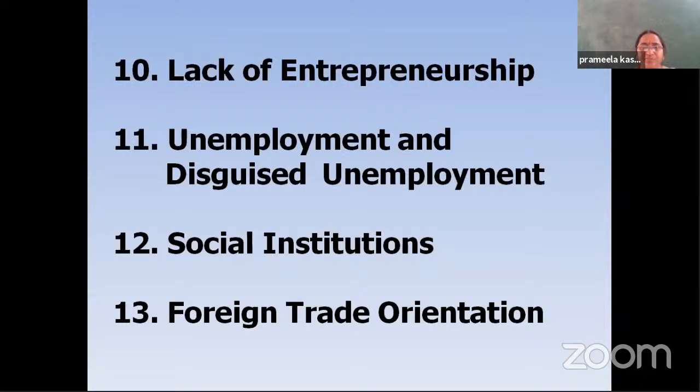So next, the 11th point, unemployment and disguised unemployment. Generally, we can find unemployment problem in developing economies because the population increases at a higher rate, but the employment opportunities provided are at a lower rate because of the underdevelopment of the agriculture, industrial and service sectors in those economies. That means the people who are willing to work at the prevailing wage rate but do not find any employment, it is called unemployment. So we can find unemployment in the Indian economy.